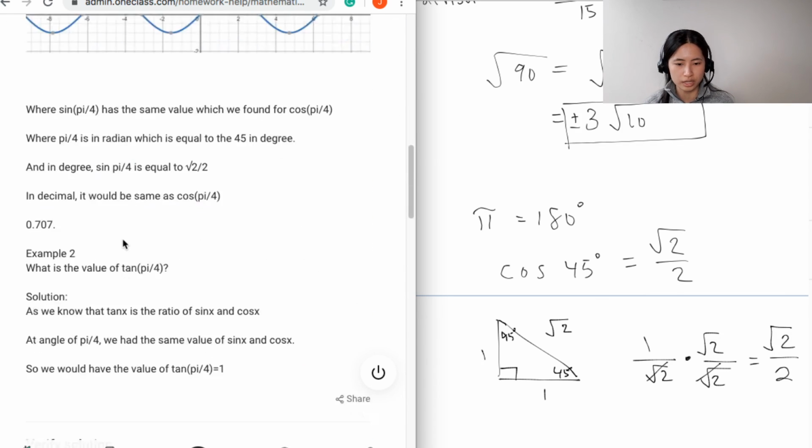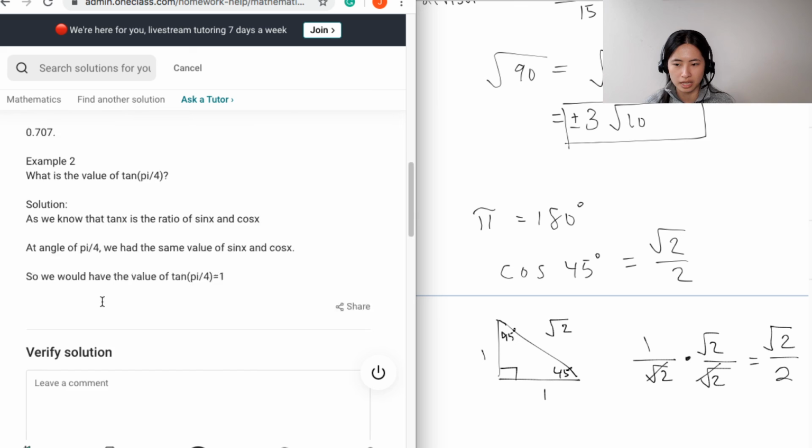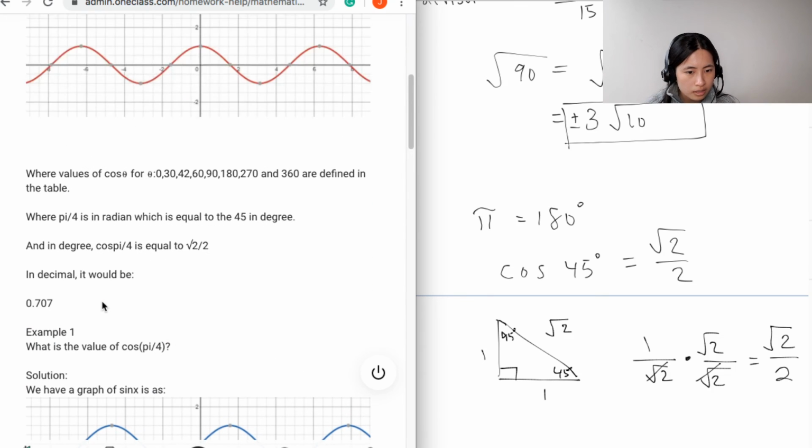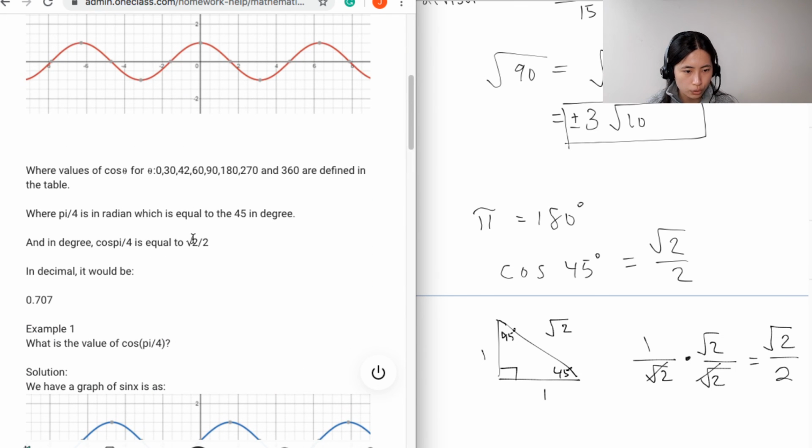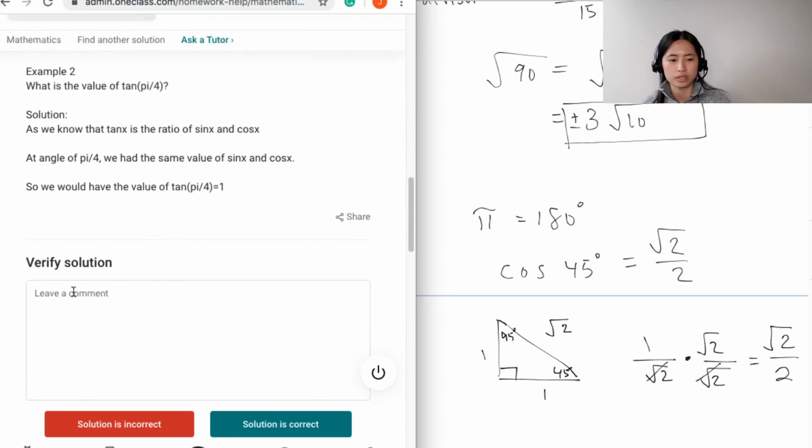Okay, and this is for science. So I've got nothing to say because they specifically wrote square root of 2 over 2, and this is 0.707. So perfect.